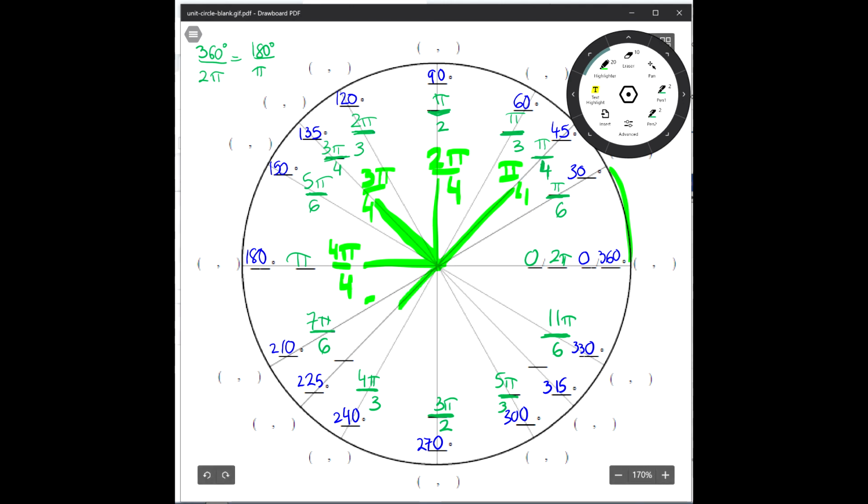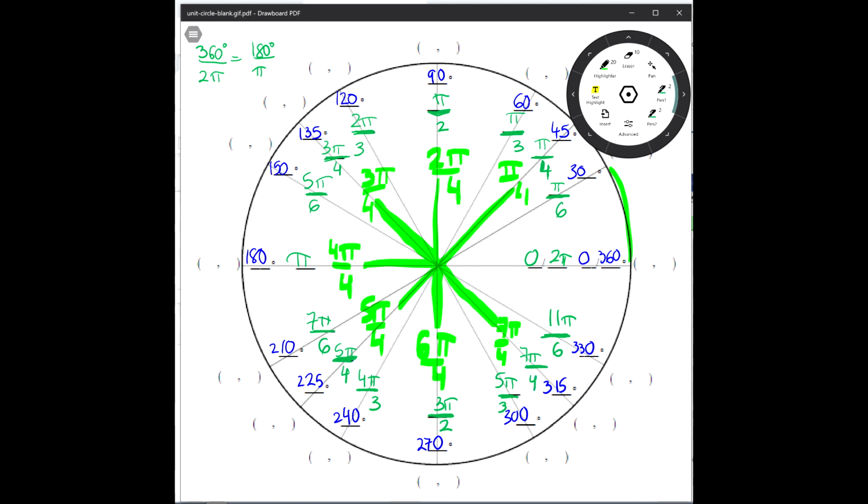Next chunk, I get 5 pi over 4. You cannot reduce it, so stay like that, 5 pi over 4. Then next, this will be 6 pi over 4, and if you reduce it, you get 3 pi over 2. And then next, we have 7 pi over 4, and cannot reduce it, so I put 7 pi over 4 here.